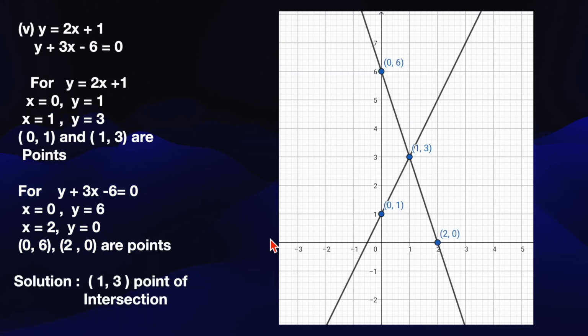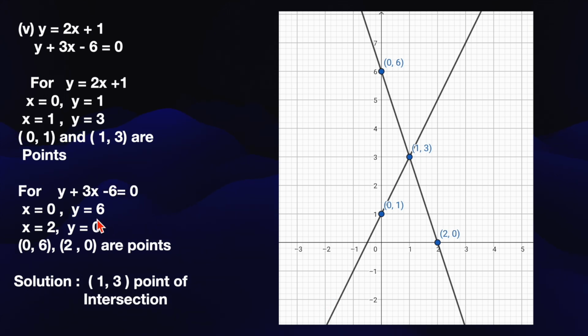Sum number 5: y is equal to 2x plus 1 and y plus 3x minus 6 is equal to 0. So these are the two equations. Let us plot these lines. Take the first equation, put the value of x as 0, y is equal to 1. Put x as 1, y is equal to 3. So these are the 2 points. So here it is 0, 1 and 1, 3. Draw a line like this.